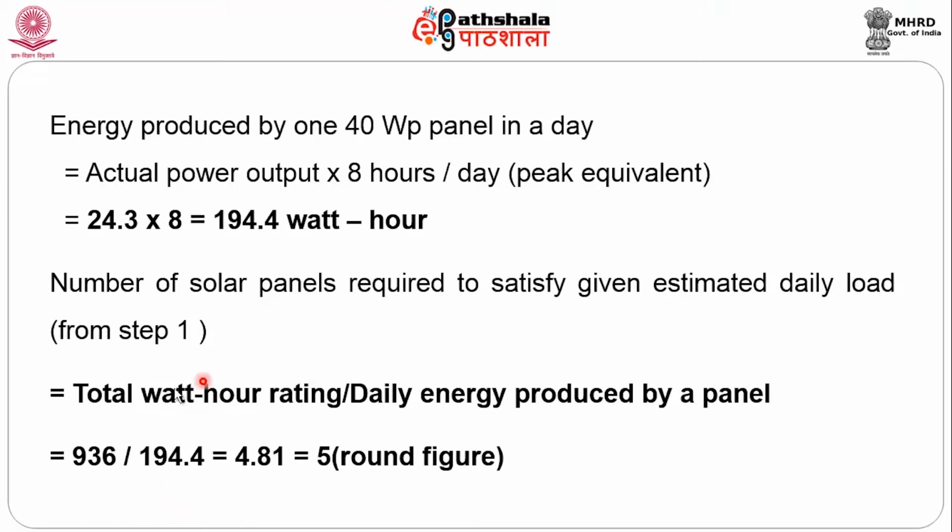And the energy produced by one 40 watt panel in a day is the actual power output into 8 hours per day. So, in one day we can have sunlight of approximately 8 hours.